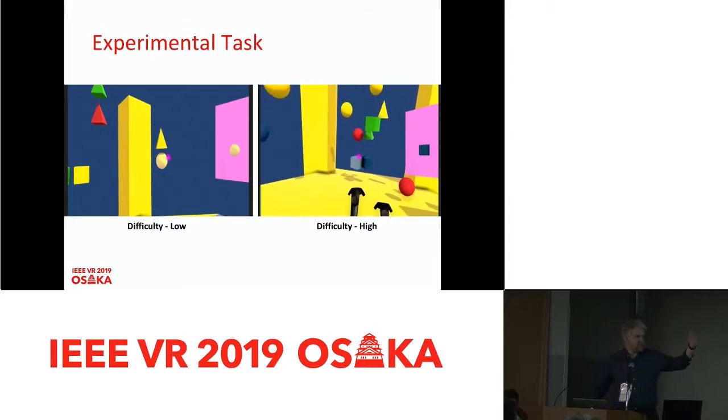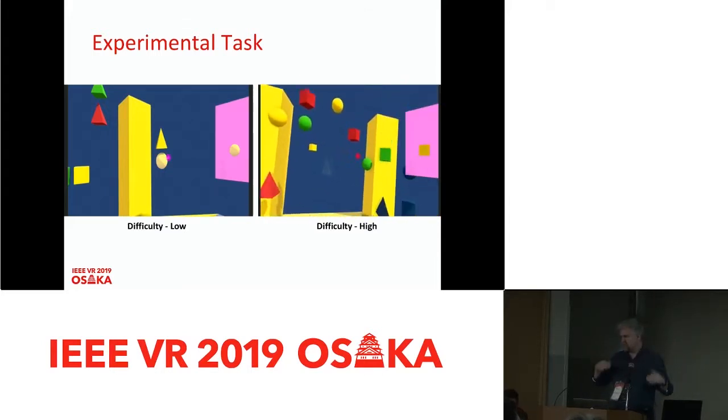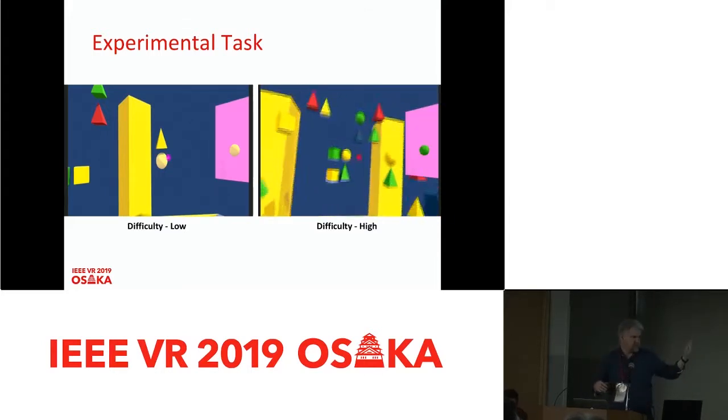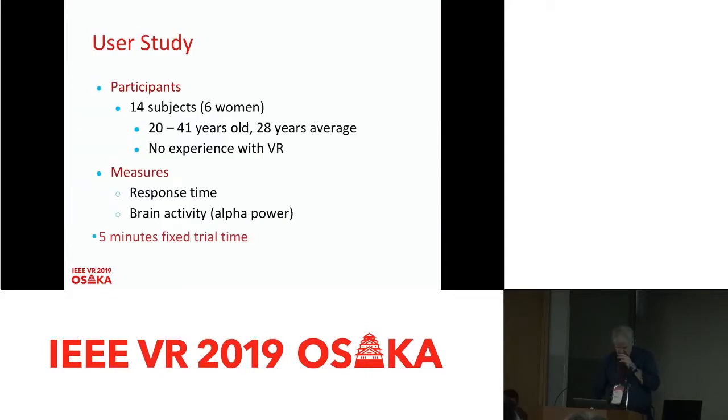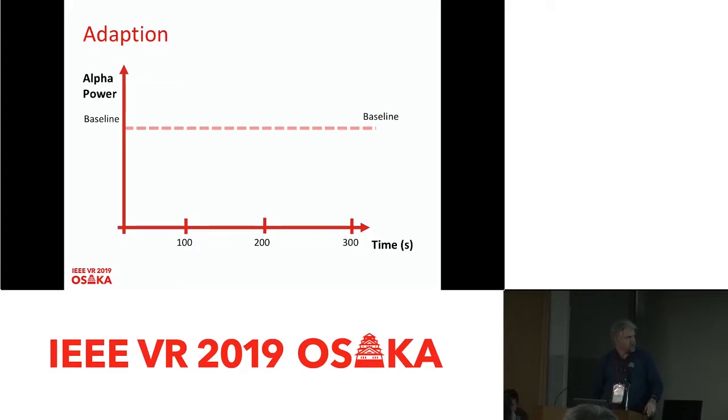So as you increase the complexity, you'd expect the performance time to change, and also to get more cognitive load. So we did a study with 14 people, and we measured the response time and also the alpha power of the brain activity. And we gave people 5 minutes in the experience, and then we increased the complexity over time. So this is what it looked like for the increasing complexity.